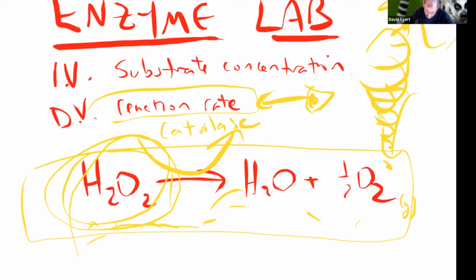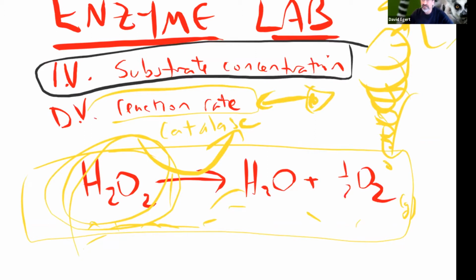So this is a way for us to get a view at the rate. Because substrate concentration is easy. All you need to do is make a dilution of hydrogen peroxide and you can come up with whatever substrate concentration you want. So playing with the independent variable is just taking hydrogen peroxide and diluting it more or less.